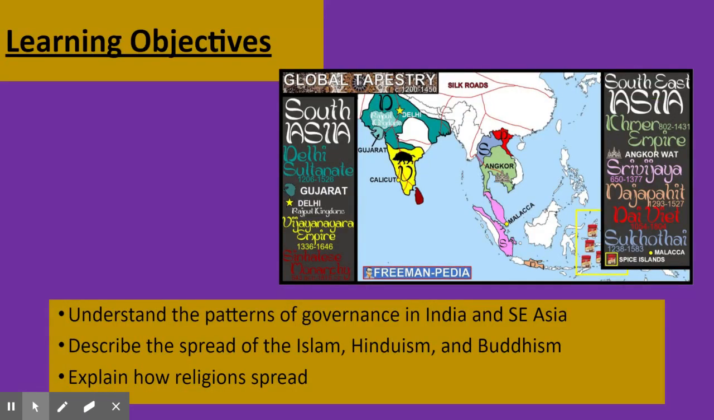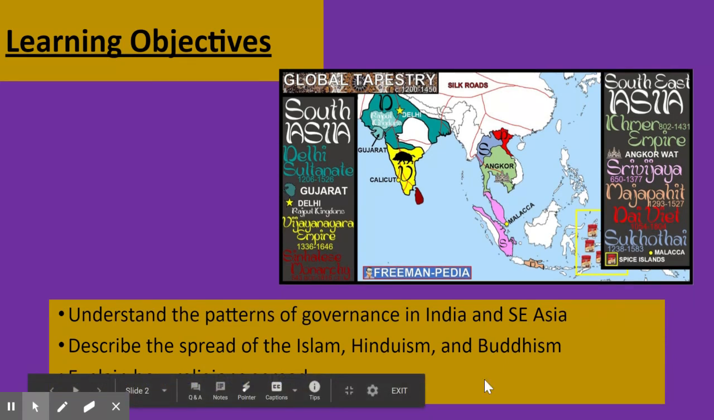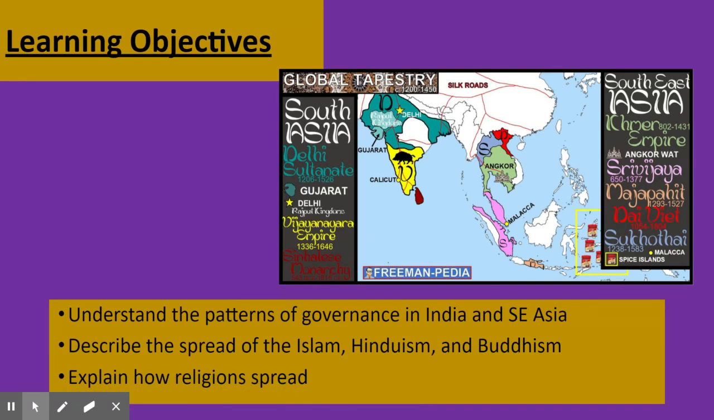Now, through our presentation today, we're going to take a look at these three major objectives. Number one, we're going to understand the patterns of governance in India and Southeast Asia. Then we're going to describe the spread of Islam, Hinduism, and Buddhism. And finally, we're going to explain exactly how religion spread.